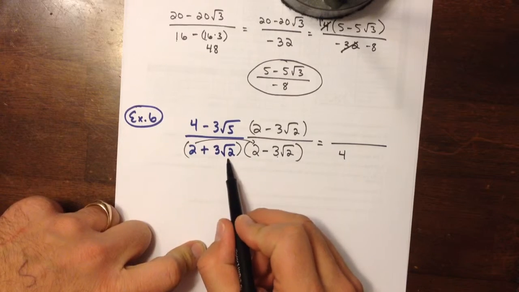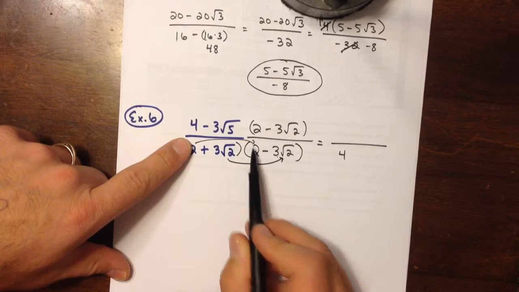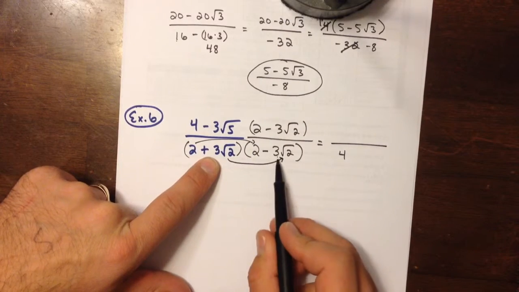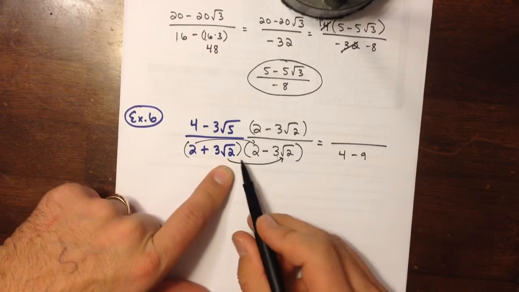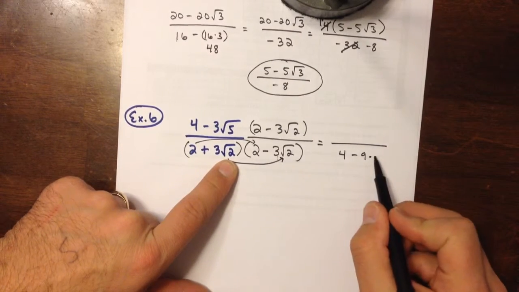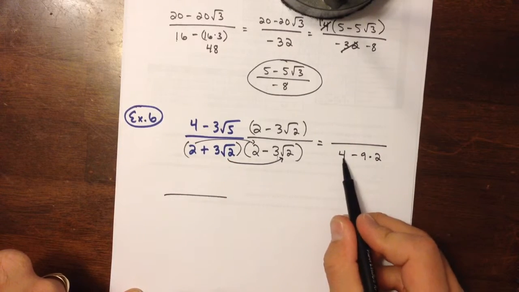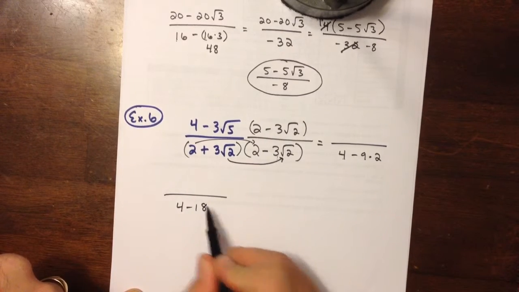So I can really just concentrate on the F and L of FOIL, the first and the last terms. So 3 times a negative 3 is negative 9. And then radical 2 times radical 2 is just 2. So that becomes 4 minus 18.